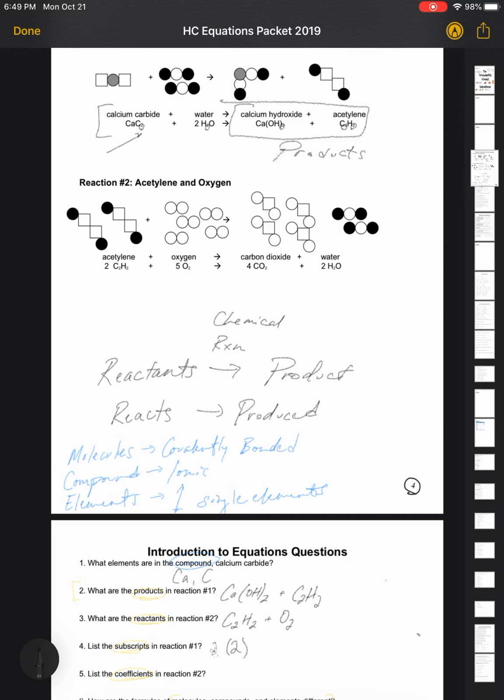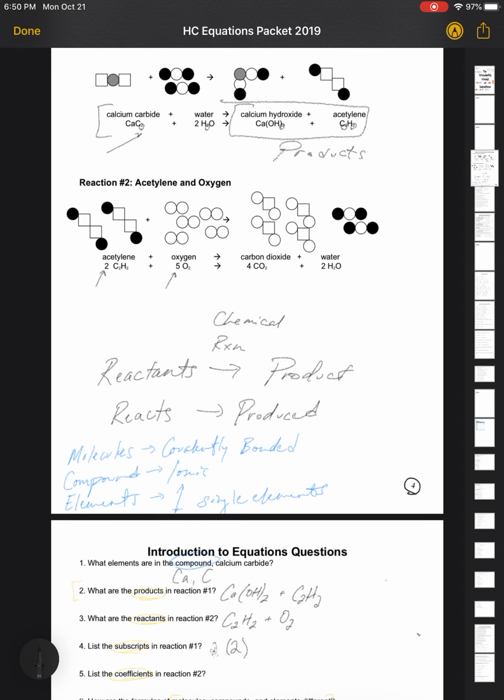The last thing we'll talk about here is the coefficients, and this one's talking about reaction 2. The coefficients are the things that are written in front of the molecules, elements, and compounds. So for acetylene and oxygen, we have the numbers 2 and 5.